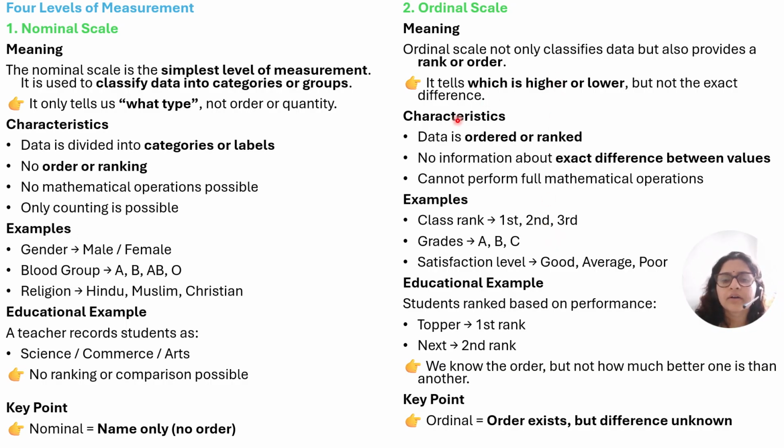Then what are its characteristics? Data is ordered and ranked. There is no information about the difference between the values and it cannot perform full mathematical operations. Just basic order is given and complex mathematical operations cannot be performed in ordinal scale. It is just one step higher than nominal, but it is not giving us the full information.